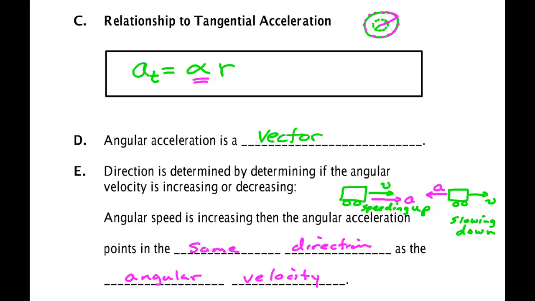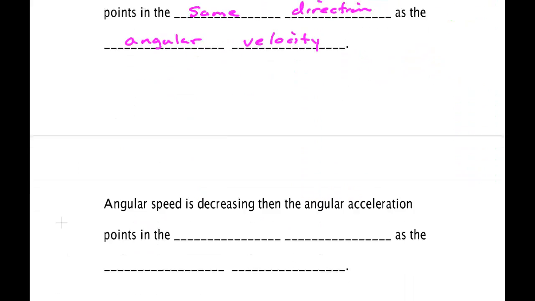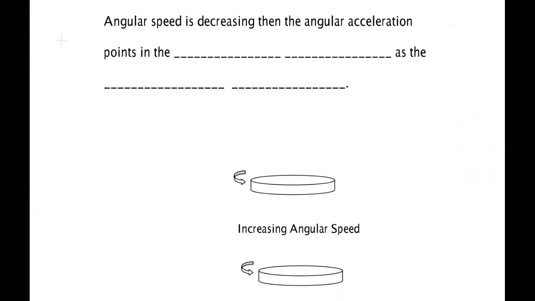And likewise, if it's slowing down, you've got some sort of spinning disc or circular saw, whatever, phonograph, DVD, if it's slowing down, then the angular acceleration points in the opposite direction as the angular velocity.